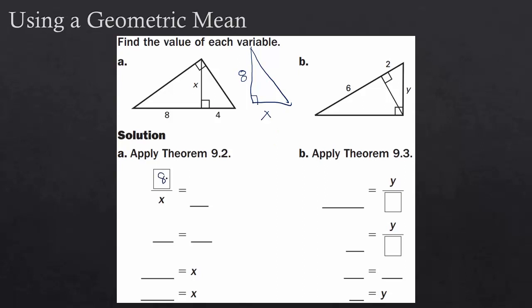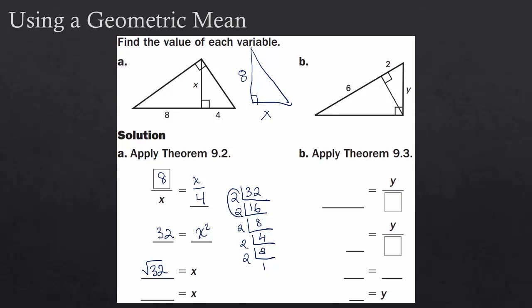I have 8 over x is equal to x over 4. Cross multiply, I got 8 times 4, which is 32, and x times x, which is x squared. Solve for x by taking the square root of 32. 32 is not a perfect square, so I'm going to simplify this. 32 divided by 2 is 16. 16 divided by 2 is 8. 8 divided by 2 is 4. 4 divided by 2 is 2. 2 divided by 2 is 1.